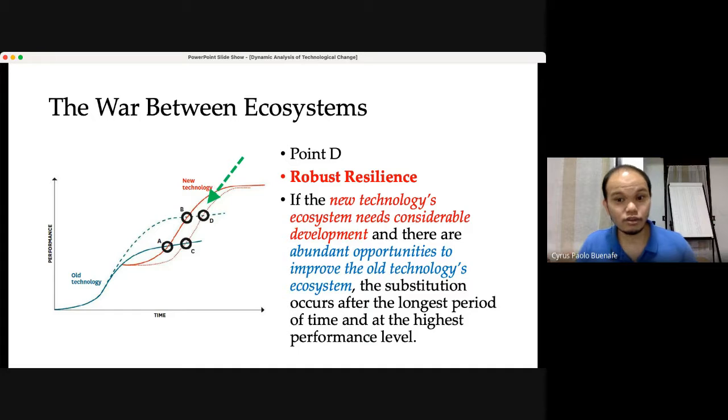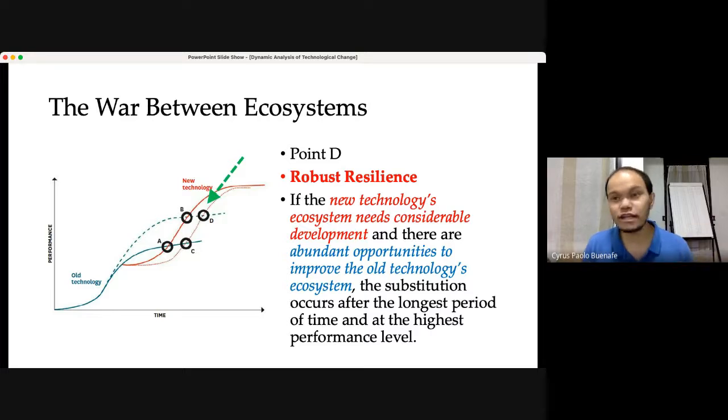Well, if the new technology's ecosystem needs considerable development, so it's not living up to its reputation right away, and the old technology can still be improved, then substitution can happen much, much later. And the reason why it's called robust resilience is because you're not switching right away to the new technology and you're trying to extract as much value as you can from the old technology as far as improvements go. So, in a way, you're holding things out, but the old technology can still be improved.